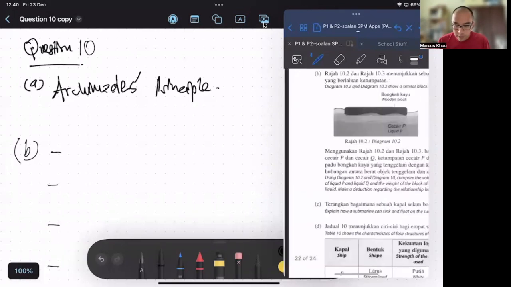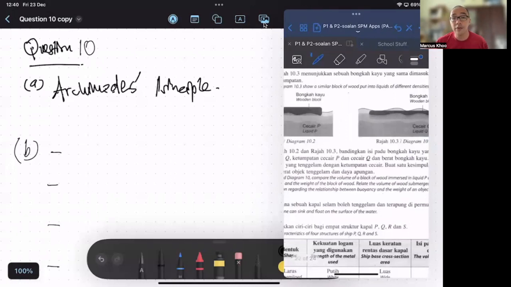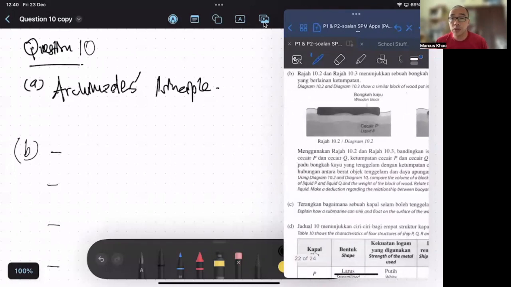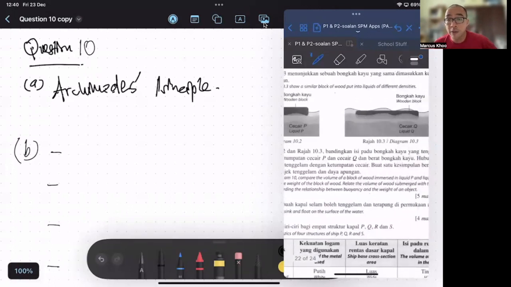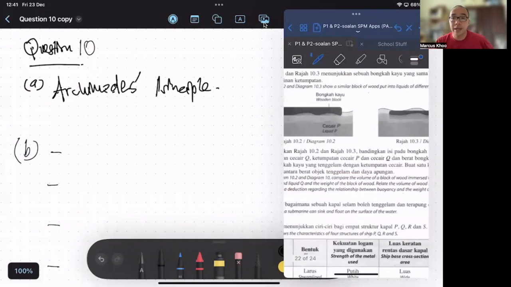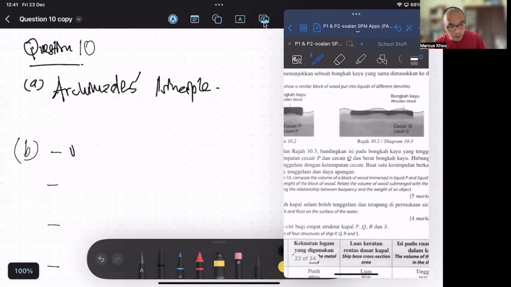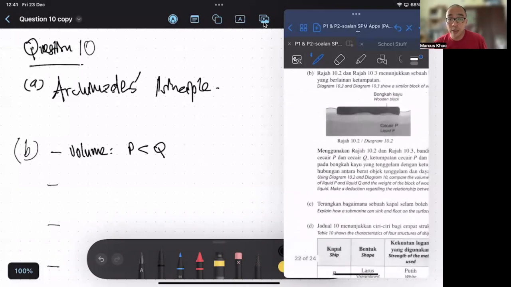Next question. Diagrams 10.2 and 10.3 show a block of wood in liquids of different densities. Using 10.2 and 10.3, we have to compare the volume of the block of wood that is immersed in liquid P and liquid Q. Let's compare the volume first. Since P is less immersed, in terms of the volume, P will be less than Q.